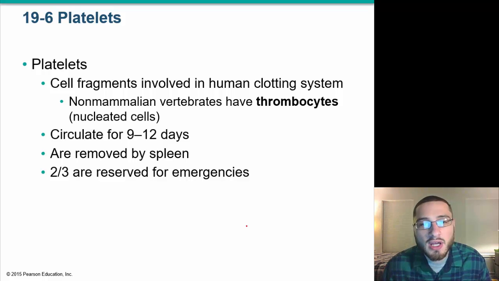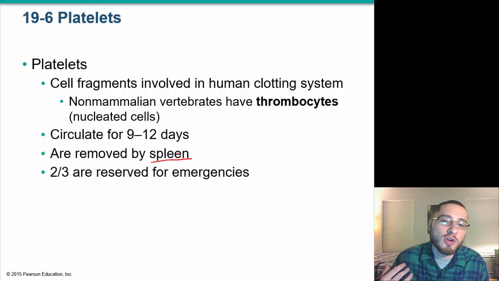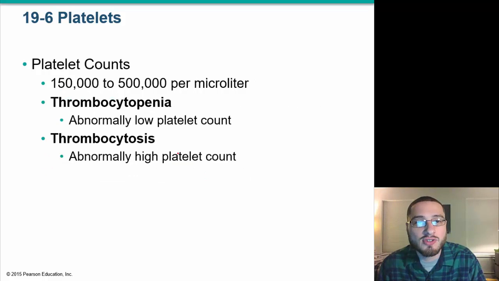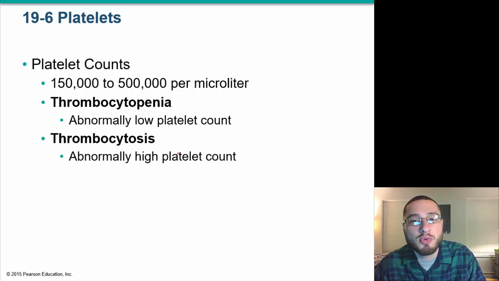They circulate for about 9 to 12 days and are removed by the spleen. So if you're ever curious what the spleen does, that's going to be breaking down our thrombocytes or our platelets as we create new ones, and 2/3 are reserved for emergencies. Platelet counts: we have over 150,000 up to 500,000 per microliter. Thrombocytopenia is a term for a low platelet count, and thrombocytosis is a term for an abnormally high platelet count.